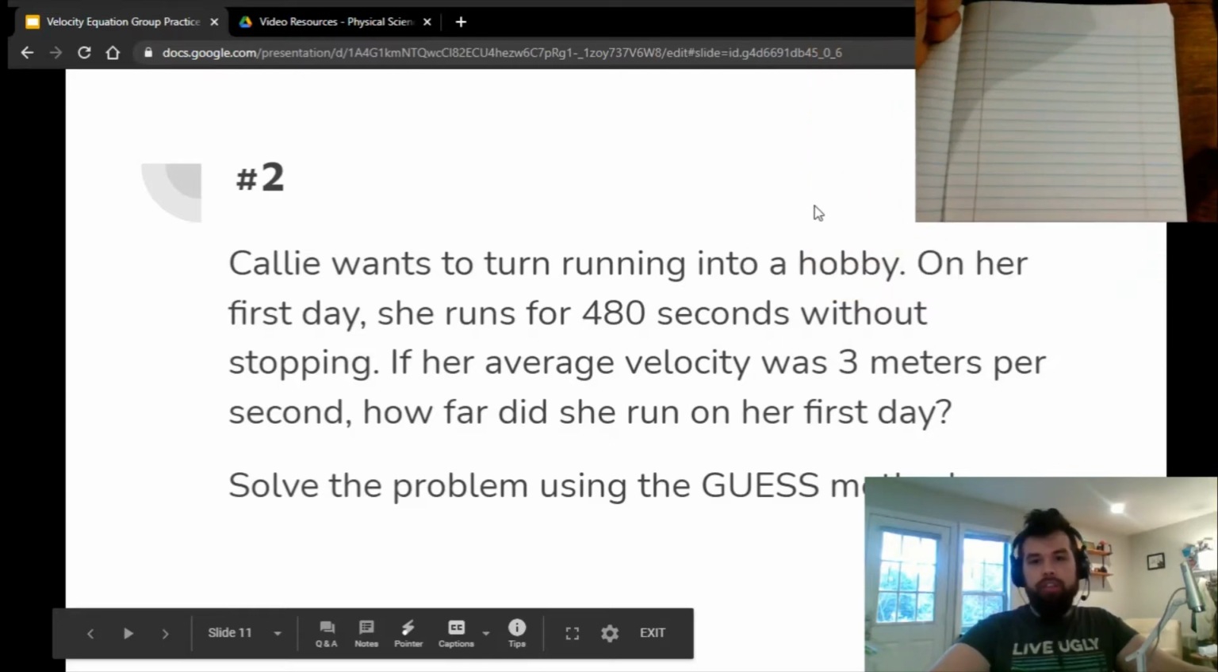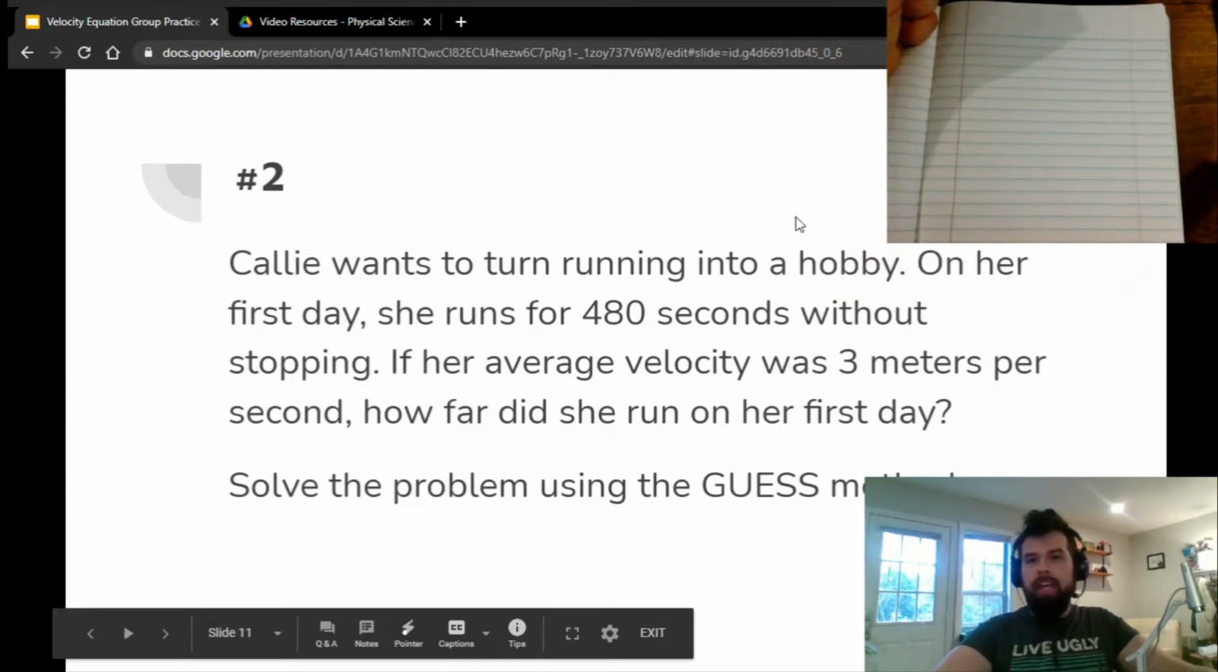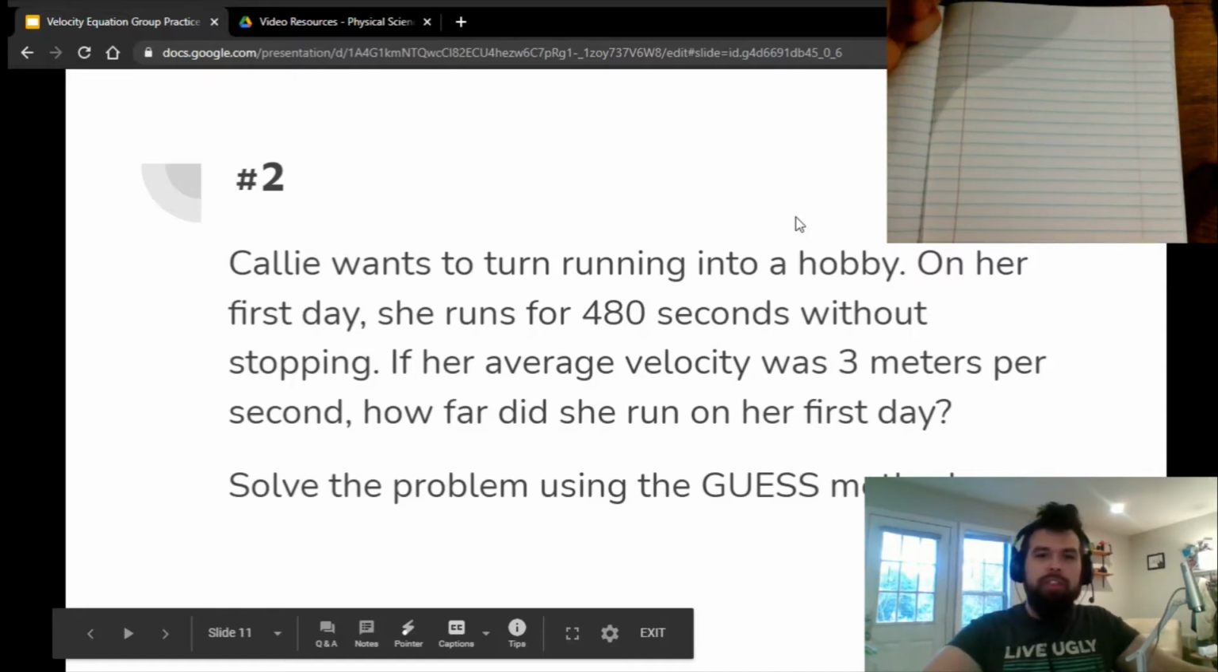Callie wants to turn running into a hobby, I guess because she's a masochist. On her first day, she runs for 480 seconds without stopping. If her average velocity was 3 meters per second, how far did she run on her first day? Well, let's use the GUESS method.